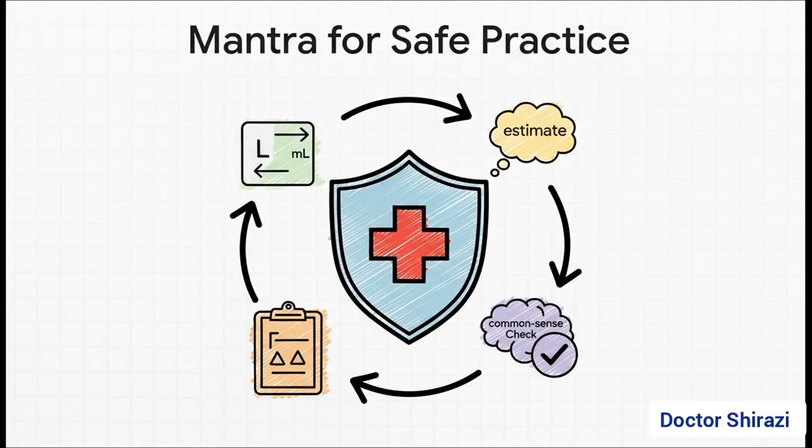But listen, formulas are only half the story. The process, that is what really keeps people safe. And it all boils down to this mantra: always estimate first. Always make sure your units match. Apply the correct formula, and then always do that final common sense check. That 4-step process is your ultimate safety guarantee.